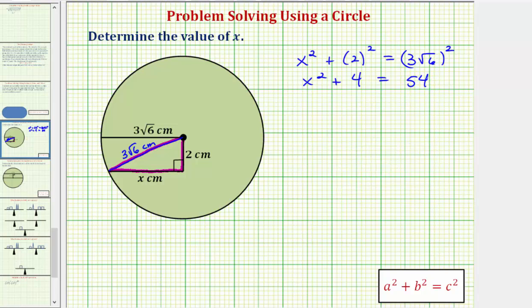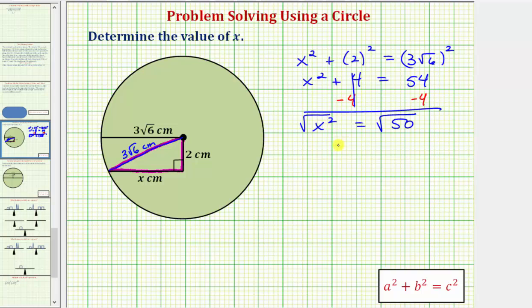Now to solve for x, we'll isolate x squared first by subtracting 4 on both sides. So we have x squared, this would be 0, so x squared is equal to 54 minus 4 is 50. Now we'll solve for x by taking the square root of both sides of the equation. Algebraically, we'd have both a positive and negative solution for x, but because x represents this length, we only want the positive solution. So we'll take the principal square root of both sides of the equation.